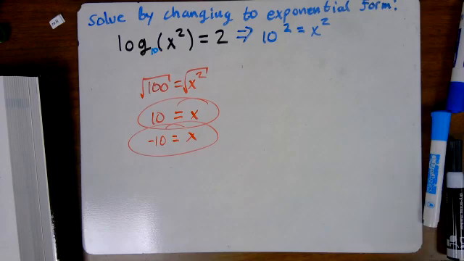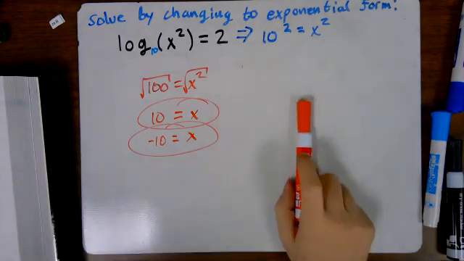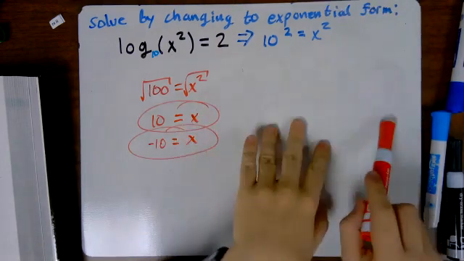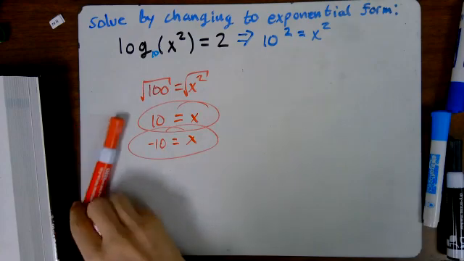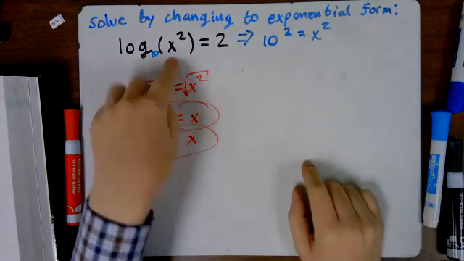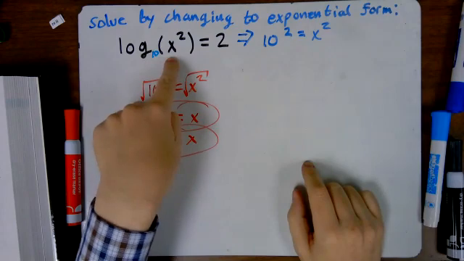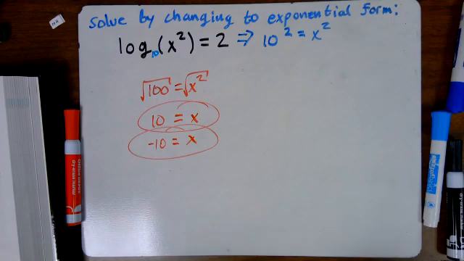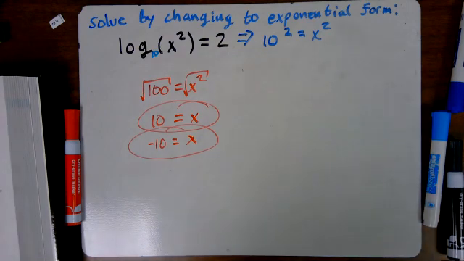Easy enough. So when you solve it by changing to exponential form or changing from exponential to logarithm form, what you're generally doing is you're trying to make it so you don't have an x inside of a logarithm or an x as an exponent anymore. You won't necessarily always have something that gives you a nice whole number answer, but that's okay. Your main goal is just to make it so you don't have an x inside of a logarithm or as an exponent.